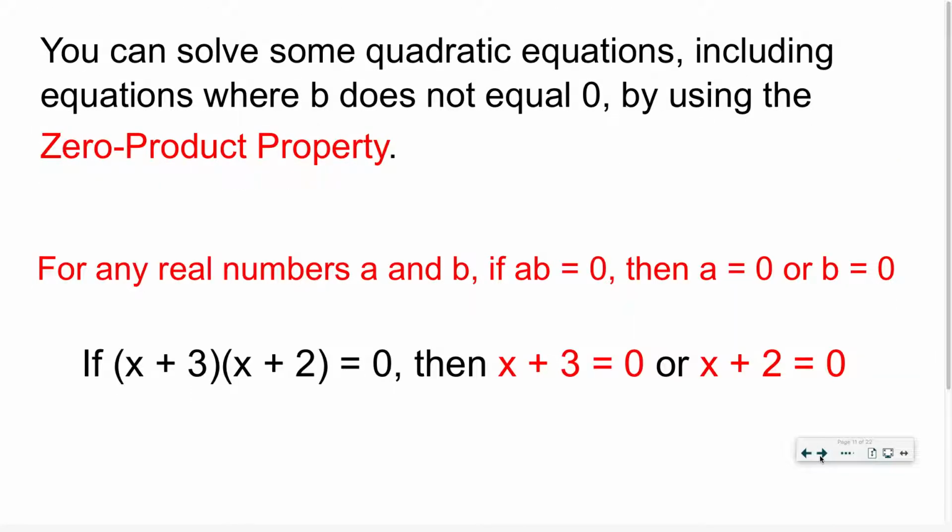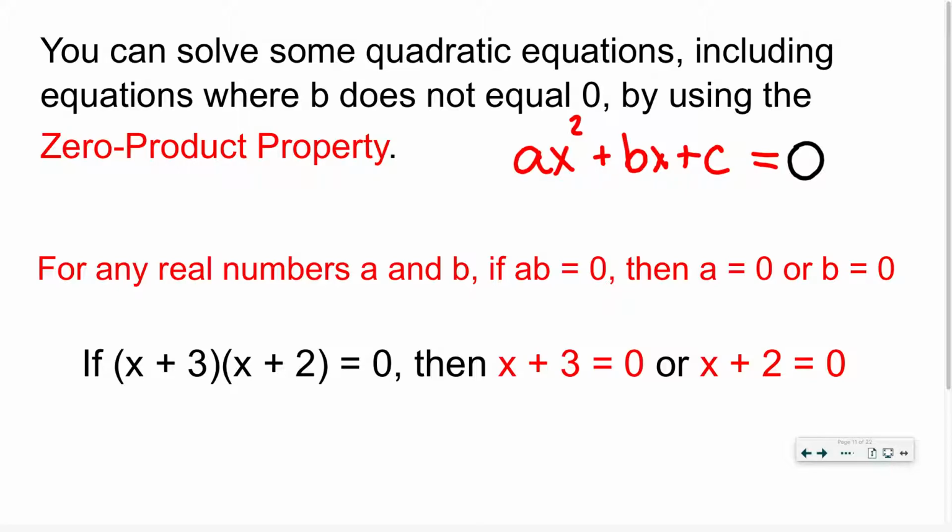So we can solve quadratic equations, including equations where that b value isn't 0, by using the zero product property. What we're talking about today are quadratics of this format, where we have an a value, we have a b value, and we have a c value. We're going to use something called the zero product property.